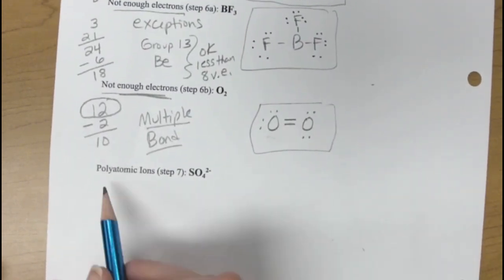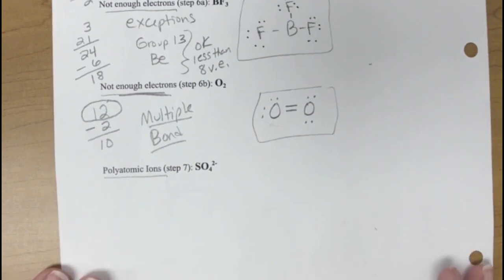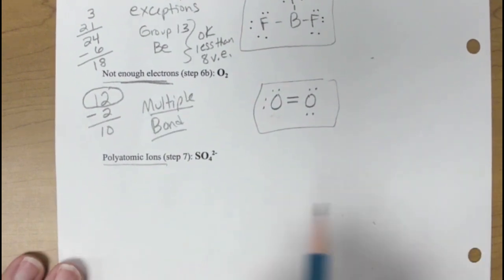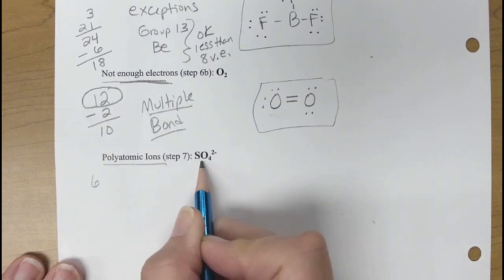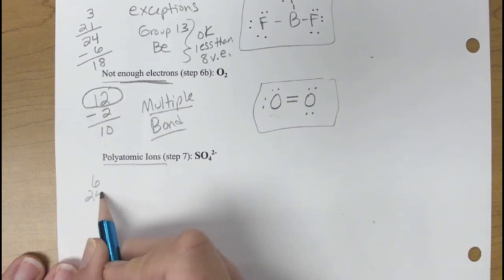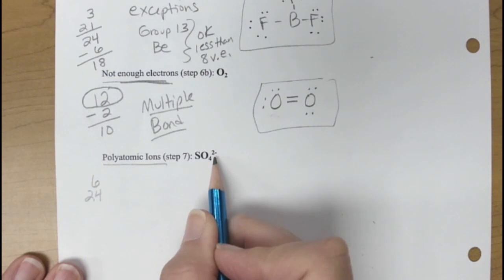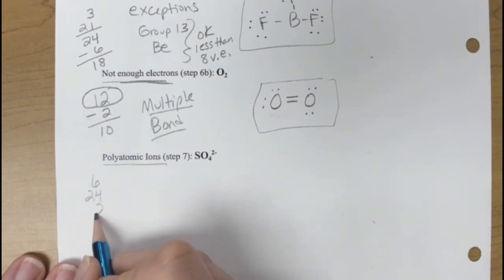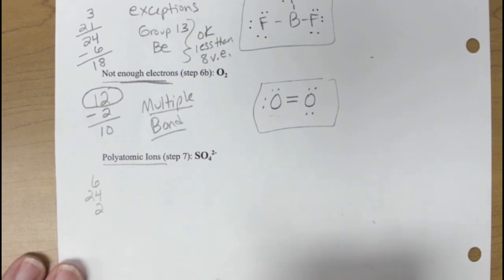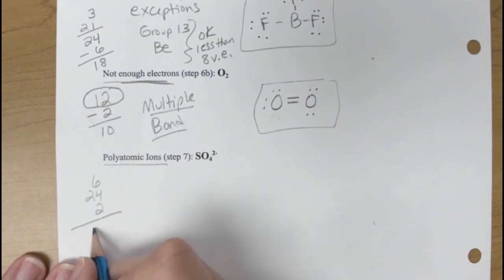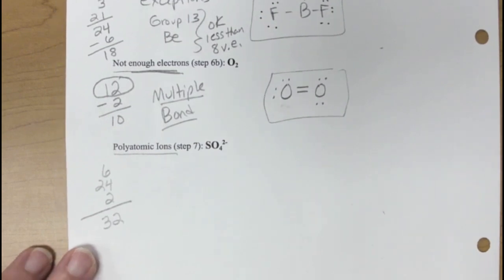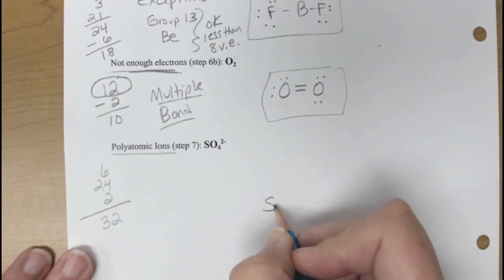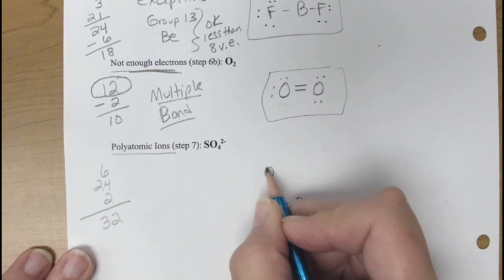Okay, the last one is if you have a polyatomic ion. What's different here is when we add up our valence electrons, so sulfur is 6, oxygen is 6, so 6 times 4 is 24. And this -2 is telling us we have 2 extra valence electrons because we have a -2 charge, so we have 2 more electrons. So when we add it all up, we get 32 total number of valence electrons. So we're going to make our skeleton structure.